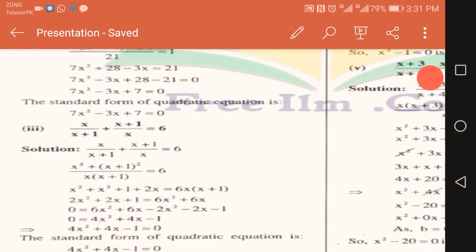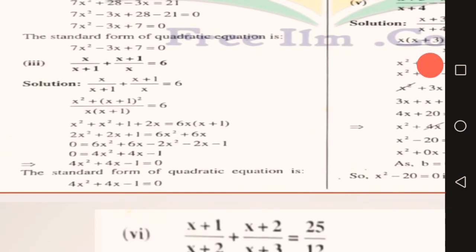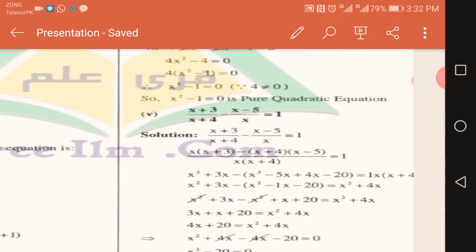Now in the third part, you can see x by (x plus 1) plus (x plus 1) by x is equal to 6. Again this is a fractional equation or rational equation. So what we will do, we will take its LCM. After taking its LCM and solving, we will get our standard equation from here also.